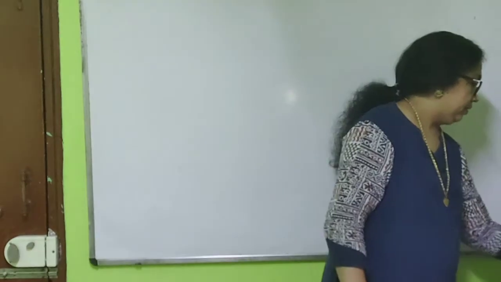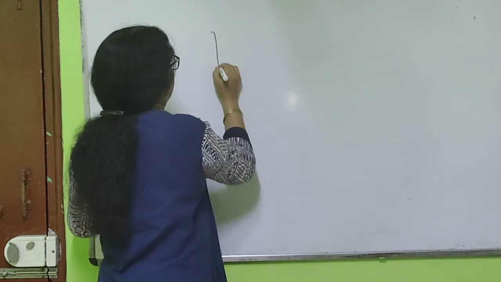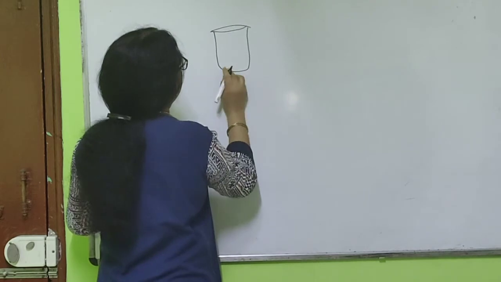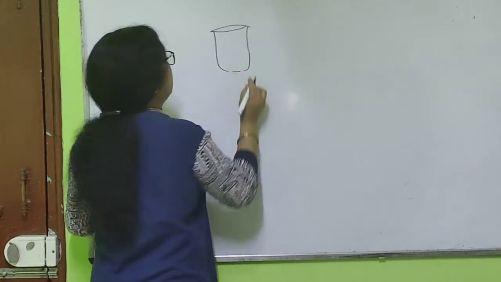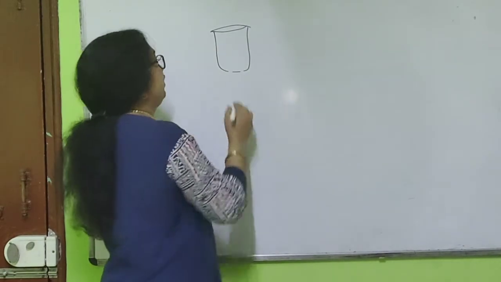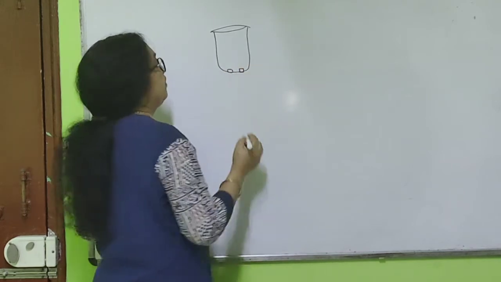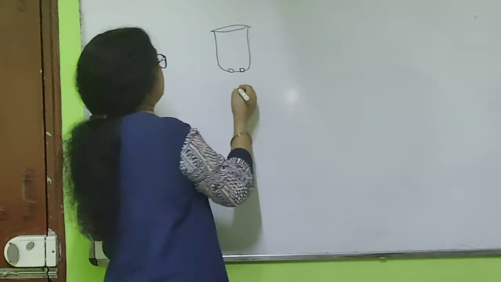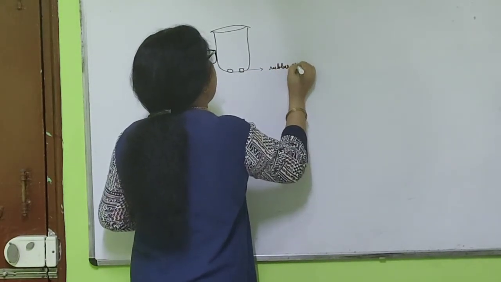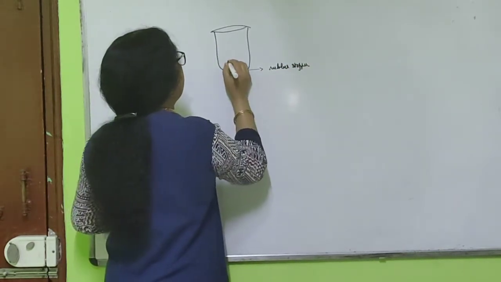For that, take a plastic mug. Drill holes at the base of the plastic mug. Then fit rubber stoppers. So this plastic mug has rubber stoppers. Then insert carbon electrodes.